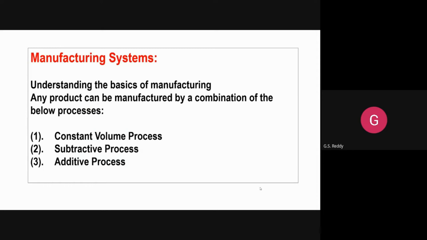Here we have to touch upon the manufacturing systems also. If we are to really elaborate on the additive manufacturing process, understanding the basics of manufacturing, any product can be manufactured by a combination of the below processes. For example, constant volume process, subtractive process, additive processes. It doesn't mean that any product has to be manufactured only by one particular process. Ultimately, the economy, the return on investment matters, and also meeting the quality requirements is of prime importance.